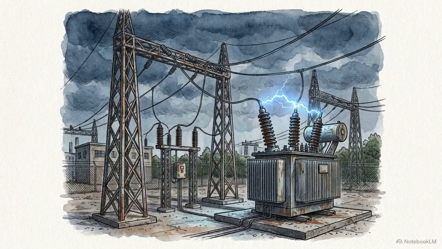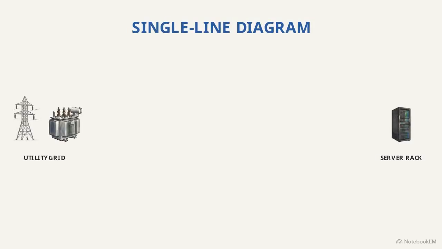The raw utility power delivered by the public grid cannot provide that perfection. It is inherently dirty, volatile, and prone to sudden interruptions. To bridge that gap, engineers use a single-line diagram. This schematic is the architectural map used to design the electrical infrastructure from the grid directly down to the server rack. Let's look at the components, starting at the rack and tracing backward to the Power Distribution Unit, or PDU.